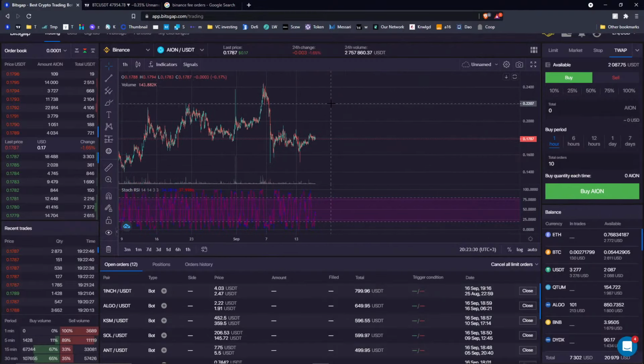let's say you don't want to buy Aeon right now. Let's say you wanted to allocate $10,000. That's around 55, maybe even 56. So let's say you wanted to buy 56,000 Aeons, which is like $10,000.